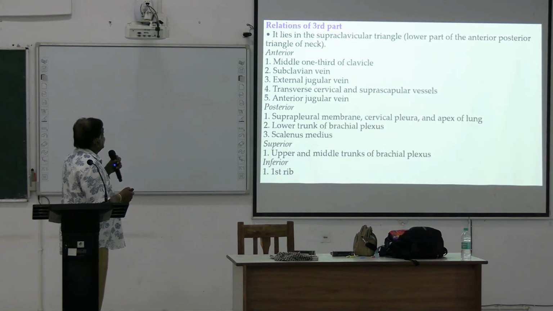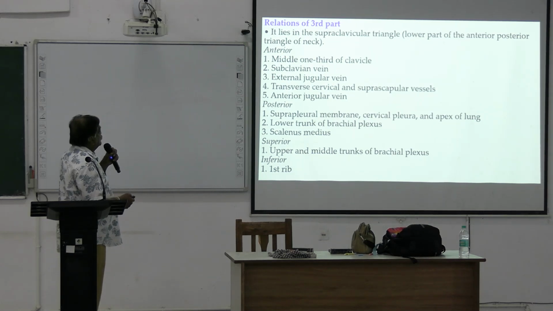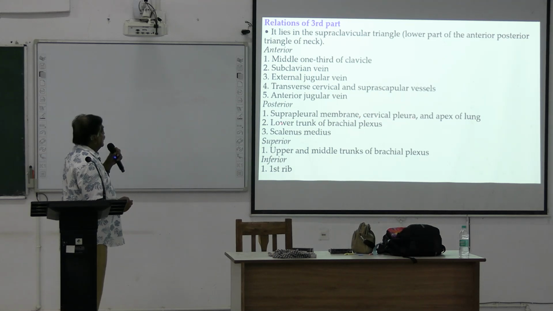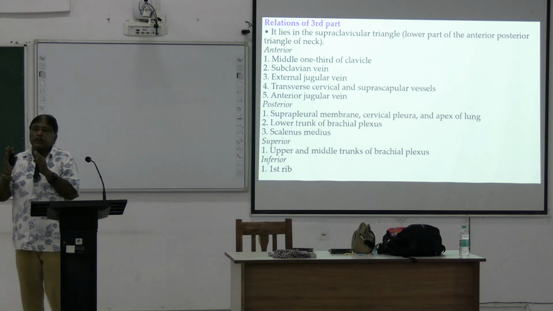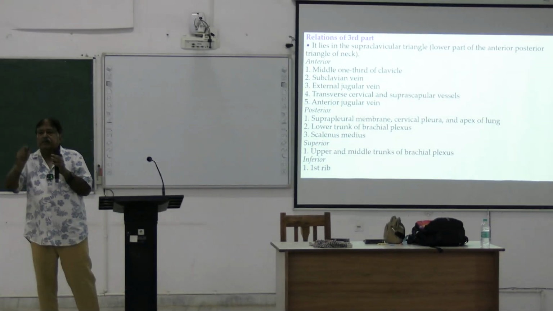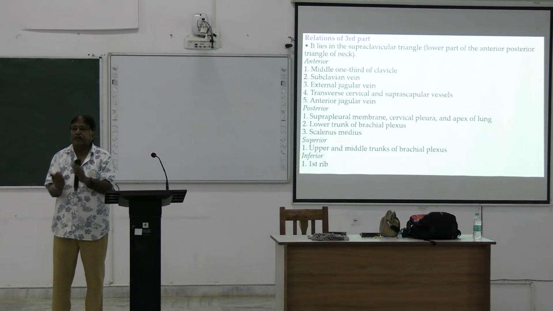Now relations of the third part. It lies in the supraclavicular triangle, anterior to the middle third of the clavicle: subclavian vein, external jugular vein, transverse cervical and suprascapular artery, vessels and anterior jugular vein; posteriorly suprapleural membrane, cervical pleura, apex of the lung, lower trunk of the brachial plexus, scalenus medius, superior, upper and middle trunks of brachial plexus, inferior first rib. So you can just draw the diagram, level by level, and have an atlas in front of you.